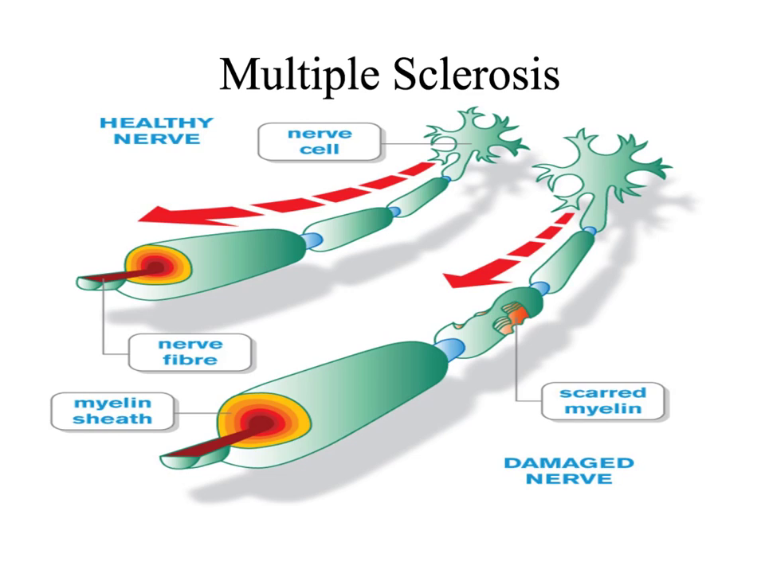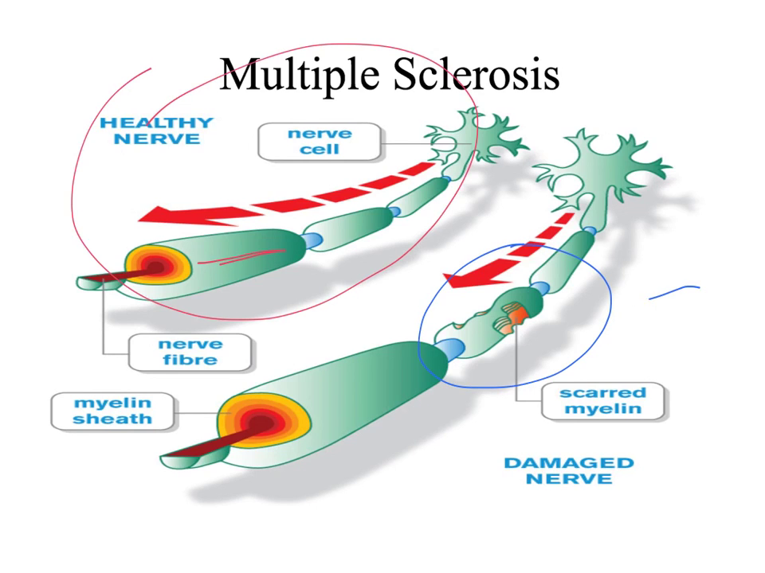This is just a visual picture of the healthy nerve. This is the healthy nerve right here, and the myelin sheath is what covers it right here. And then this is the unhealthy nerve, where it's damaged, and this is what MS does to the myelin sheath. That way, the nerve pathways are damaged.